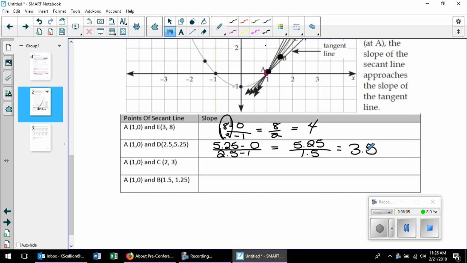I think you guys can do the next one in your head. I'm going to challenge you to do it in your head. 3 minus 0 on the top. 2 minus 1 on the bottom. What's 3 divided by 1? Hopefully not 2. 3.